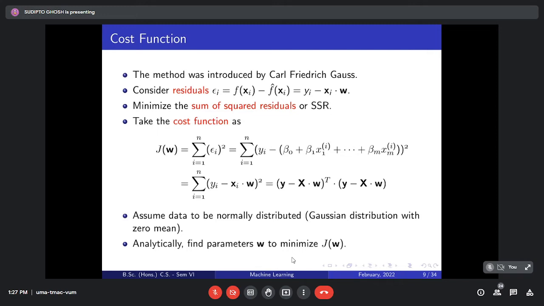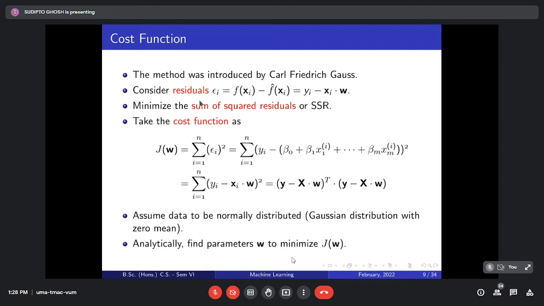In this method, we consider the error terms, that are the residuals. That is, of course, the difference between the actual value of y at a particular x value, minus the predicted one. So this is y actual minus y predicted. I can represent it as yi minus xi times w, because I just propose that this notation we can use. This is for one record only. So the residual for that particular ith training example is yi, the actual value, minus the feature vector of that training example times the parameter W.